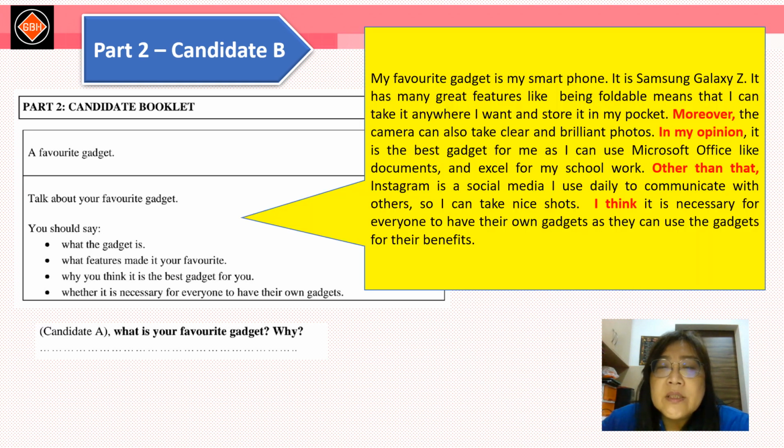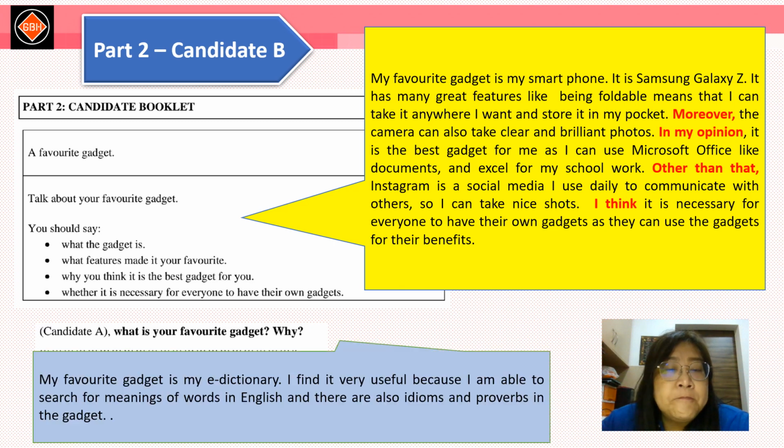My favorite gadget is my smartphone. It is Samsung Galaxy Z. It has many great features like being foldable, which means I can take it anywhere I want and store it in my pocket. Moreover, the camera can also take clear and brilliant photos. In my opinion, it is the best gadget for me as I can use Microsoft Word documents and Excel for my schoolwork. Other than that, Instagram is a social media I use daily to communicate with others, so I can take nice shots. I think it is necessary for everyone to have their own gadgets as they can use the gadgets for their benefit.